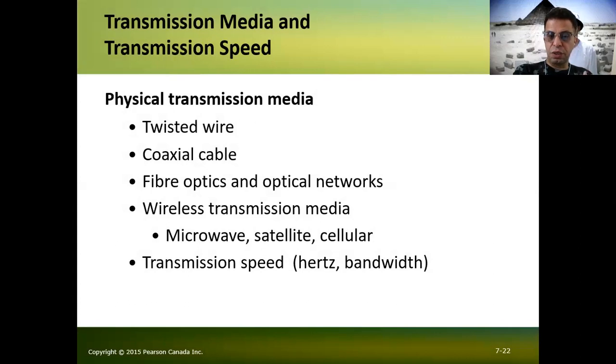Now, the physical transmission. It could be through twisted wires in the old days. Then they became coaxial cable. Some countries are still using it. Some countries use fiber optics and optical networks in the city, but once they reach the home, they use twisted or coaxial. And then there is wireless transmission media like microwave, satellite, and cellular. And then you have the transmission speeds, which is the bandwidth and the hertz.